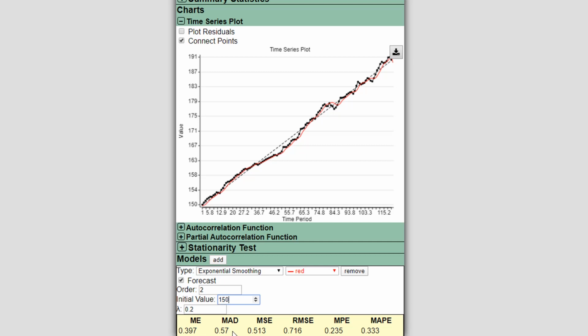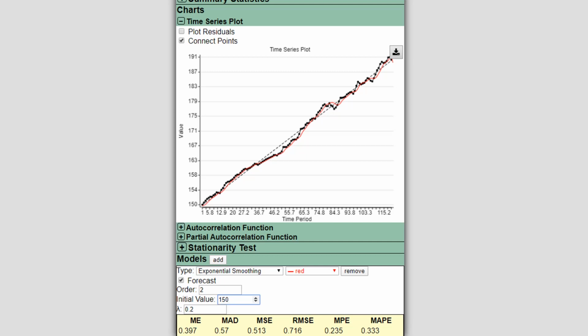Mean absolute difference is 0.57. The mean squared error is 0.513. The mean percentage error is 0.235. That means on average, my forecasts are about 0.235% off, a little bit higher than they should be, so I do have a bias. And my mean absolute percentage error is 0.333, which is in percentage, so it's 0.333% off on average, which is pretty low considering these are forecasts based on the past.